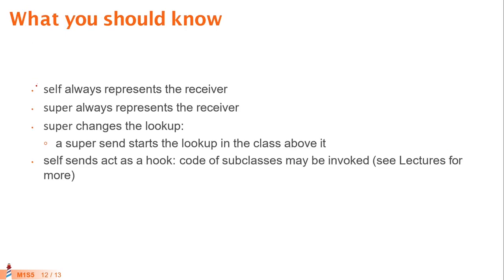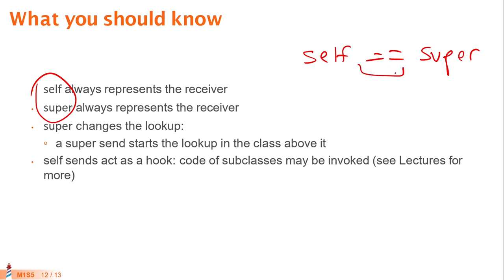What you should know is that self and super always represent the receiver. They represent the same object. So what you should think about is what happens if you do self equals super, meaning here equals as identity comparison, the one that really compares object pointers. The difference between self and super is that super changes the method lookup. Self always starts from the class of the receiver object. In this sense, self sends act as a hook. That means that they can be redefined in subclasses to do different things. However, super always goes up in the hierarchy, so it can never be redefined by subclasses.